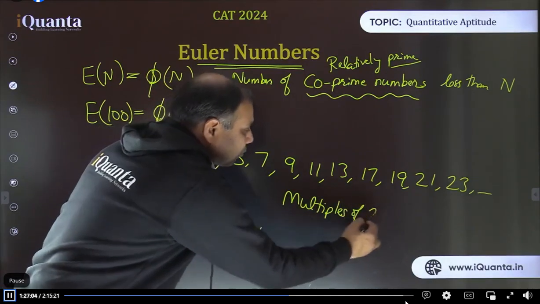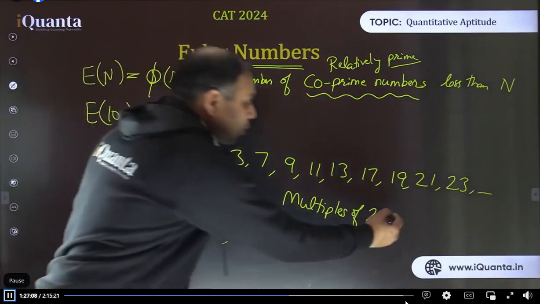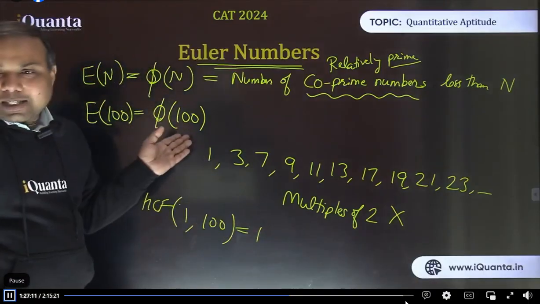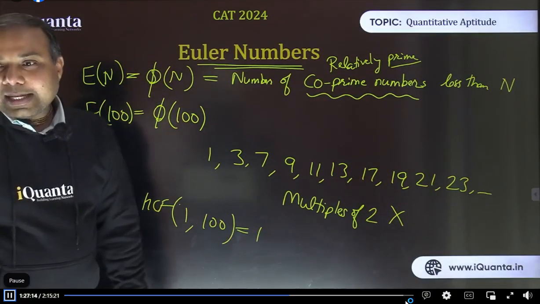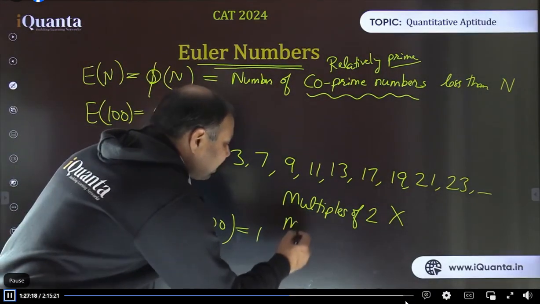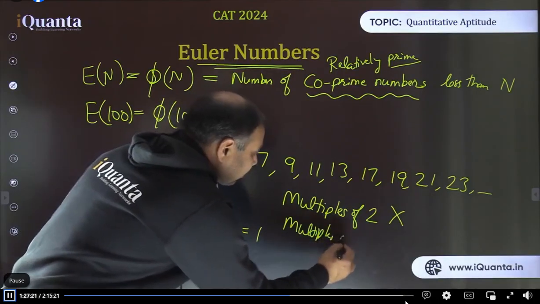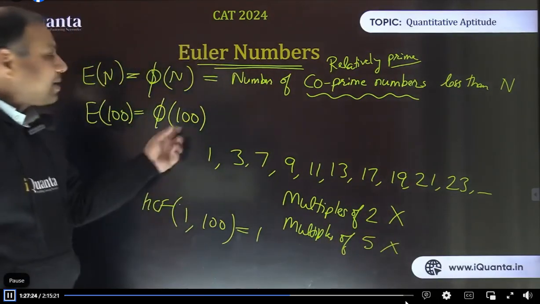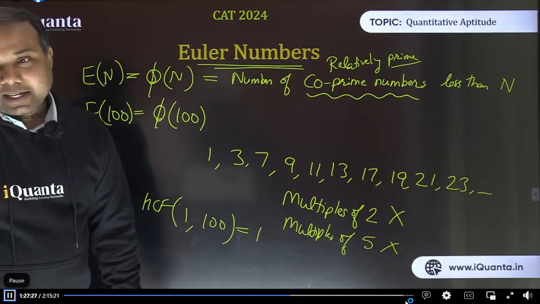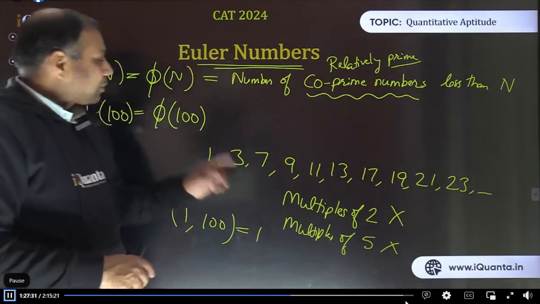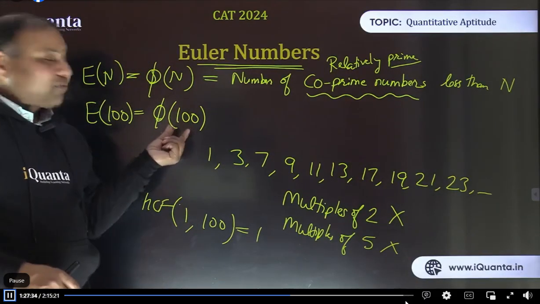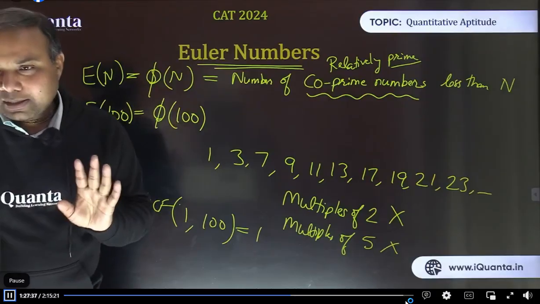I am removing multiples of 2. Multiples of 2 cannot be considered. Why? Because 100 is itself a multiple of 2. Yes, Joy, that's correct. So also we are removing multiples of 5, for the same reason, because 100 itself is a multiple of 5. Exactly. So we just need to remove the multiples of 2 and 5. Why? Because if I do the prime factorization of 100, it contains 2 and 5 only, right?